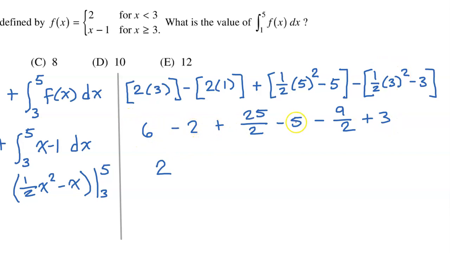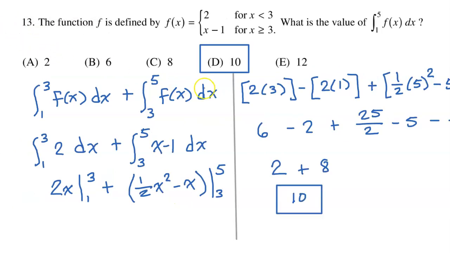6 minus 2 minus 5 plus 3 is 2, and 25 halves minus 9 halves is 16 halves, which is 8. So that gives us 10. So the answer is D.